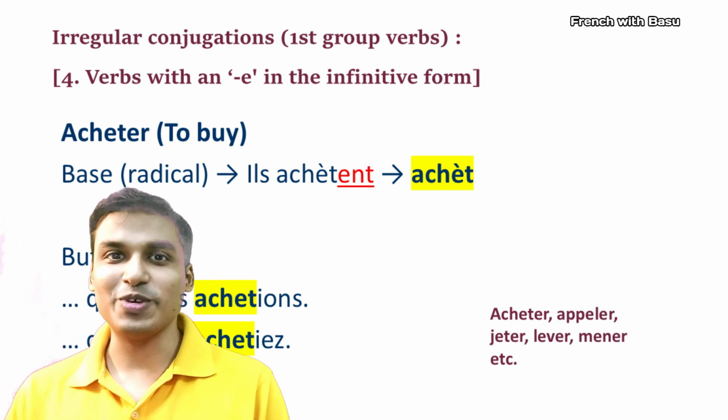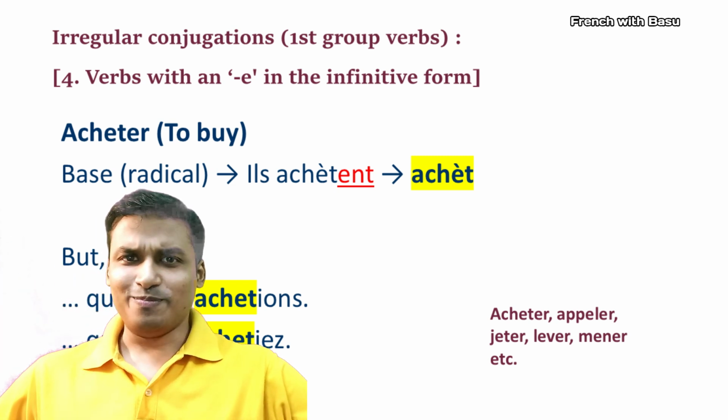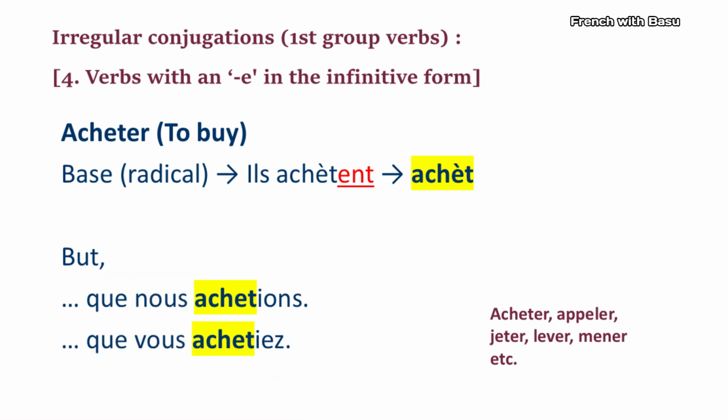Number 4. Verbs with E in their belly, such as acheter, appeler, jeter, lever, mener, etc. change the base in the nous and vous forms exactly like we do in the présent de l'indicatif. Acheter, to buy. The radical is A-C-H, E accent grave, T, which you can use with all the other subjects except nous and vous. With nous and vous, the spelling will not have any accent. Que nous achetions, que vous achetiez. The accent grave is removed with nous and vous.